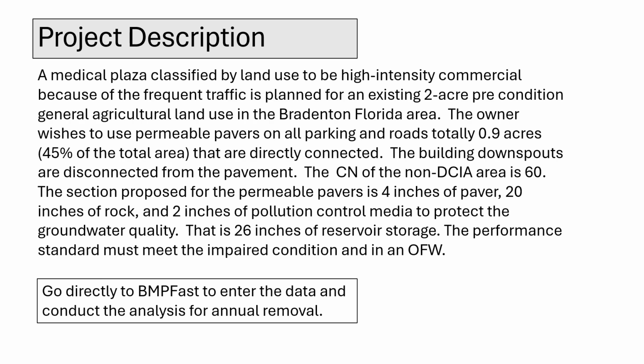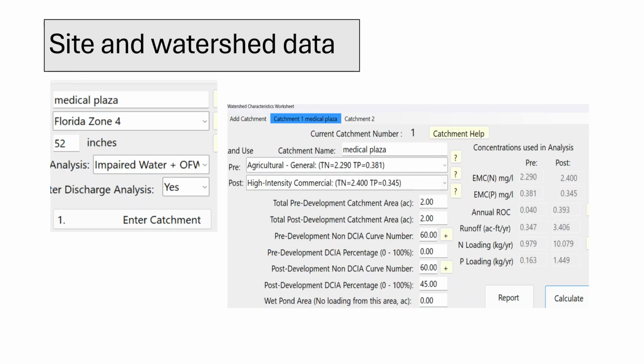If you wish to hone your skills or learn how to enter data, I encourage you to open the BMPFast software and follow along, pausing the presentation as needed to allow more time for learning. At this point in our analysis, we would enter the specific data related to both the immediate site and the broader watershed conditions. If you're working with the BMPFast software, I encourage you to pause the presentation now and input this information yourself, as it's an excellent way to deepen your understanding and gain practical experience.